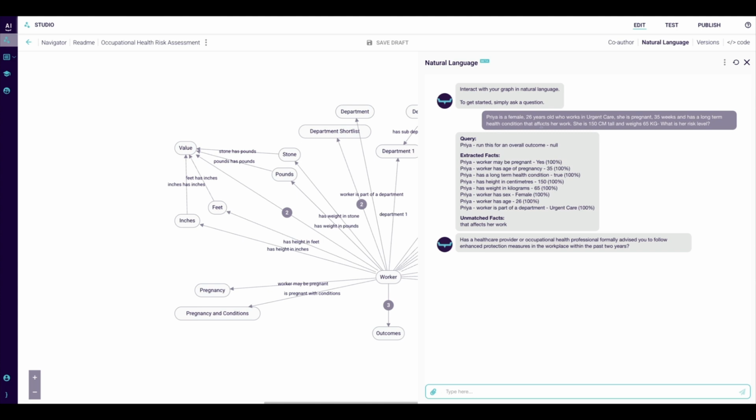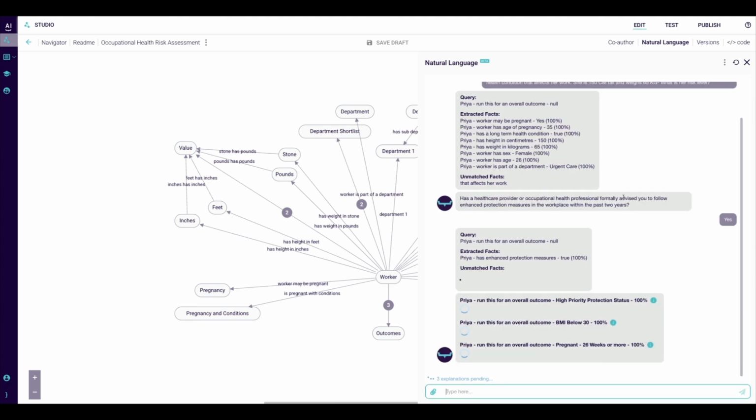Rainbird extracts the query we are asking, as well as key facts from the text, age, job role, pregnancy status, BMI inputs, and injects them into the session. You can also see that Rainbird records anything that is unmatched because it is not represented in the knowledge graph. This is the ultimate guardrail. If any crucial information is missing, Rainbird will ask a clarifying question. Here, it prompts us about enhanced protection measures, and we respond accordingly.